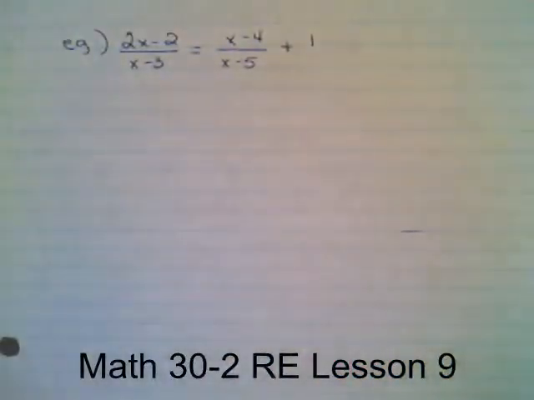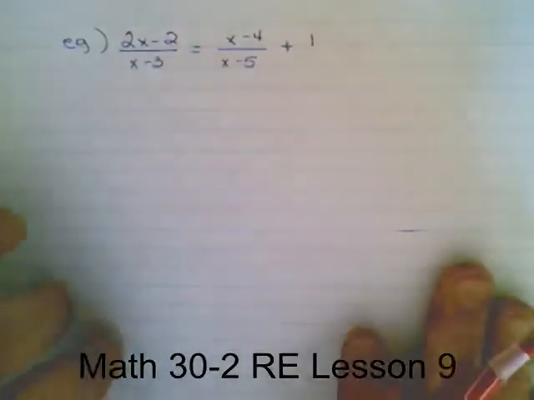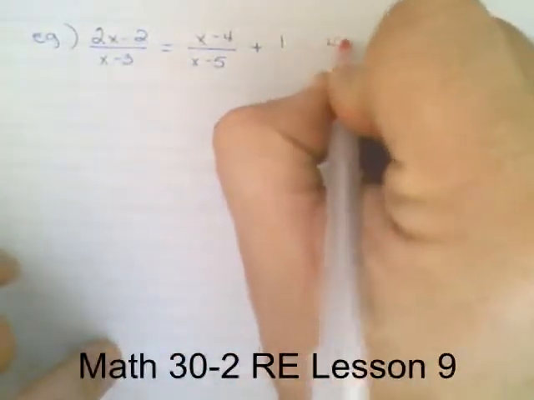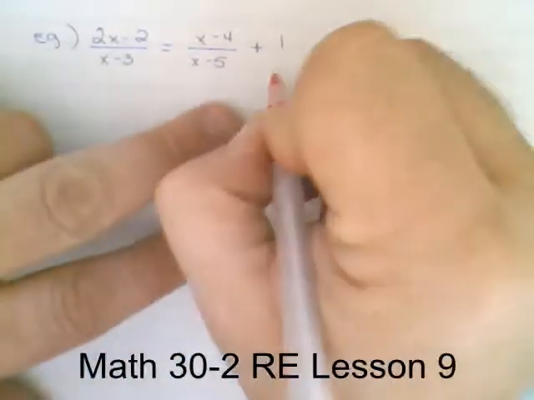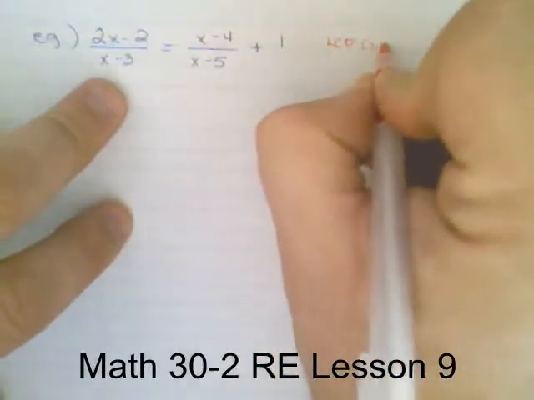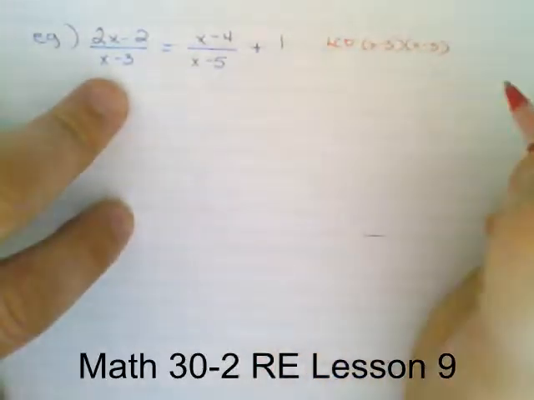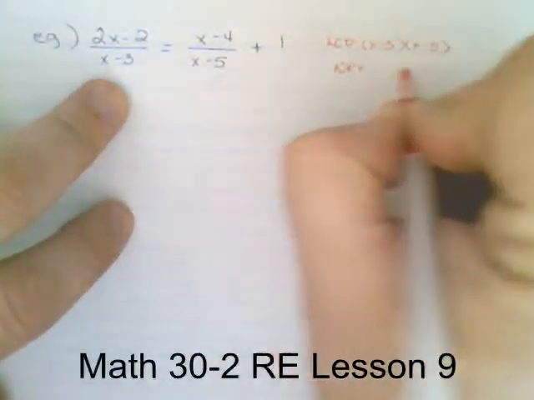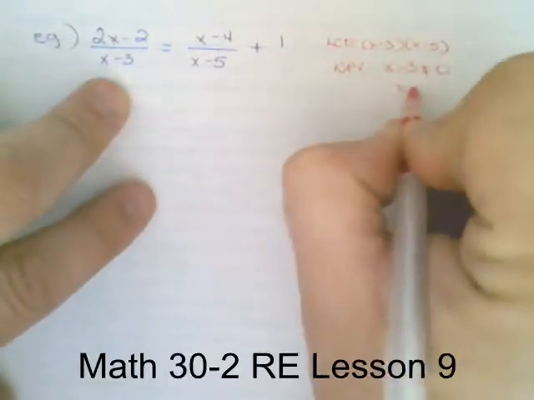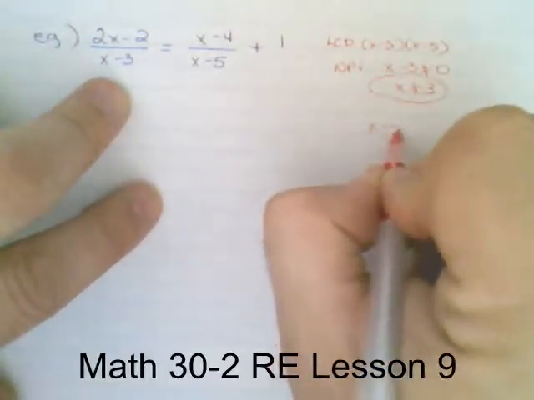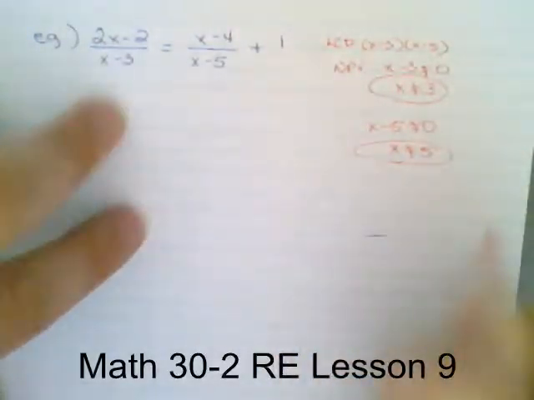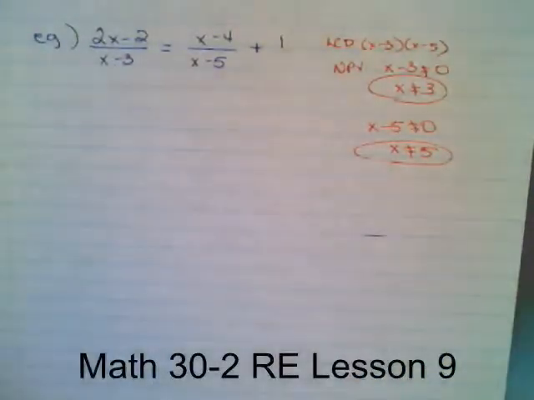Okay, I may end up with a quadratic here, I may not. But if you do, you have to remember how to solve them. So looking at this, find my lowest common denominator. There's a 1, there's an x minus 3, and there's an x minus 5. Looking at my NPVs, x minus 3 can't equal 0, so x can't be 3. And x minus 5 can't be 0, so x can't be 5. So those are my non-permissible values.